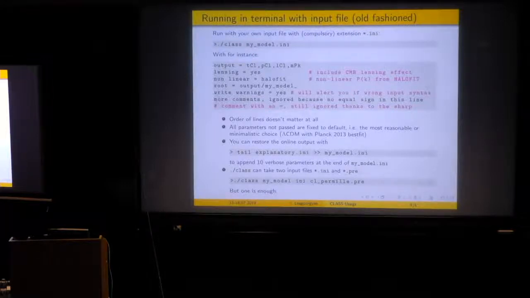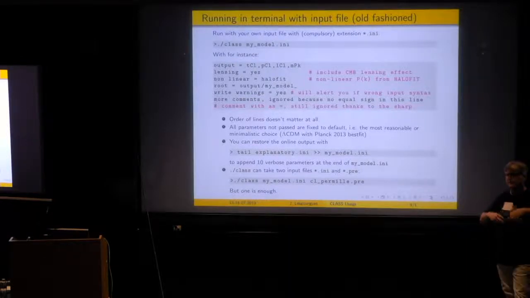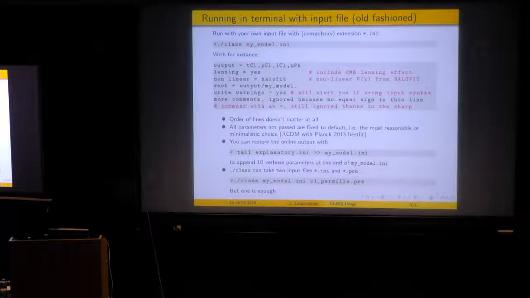Yes, so suppose you write this and you run class mymodel.ini. You don't have these output lines when you run. You don't know the age of the universe and all this. Because the verbose parameters are 0 by default, so you get no output.